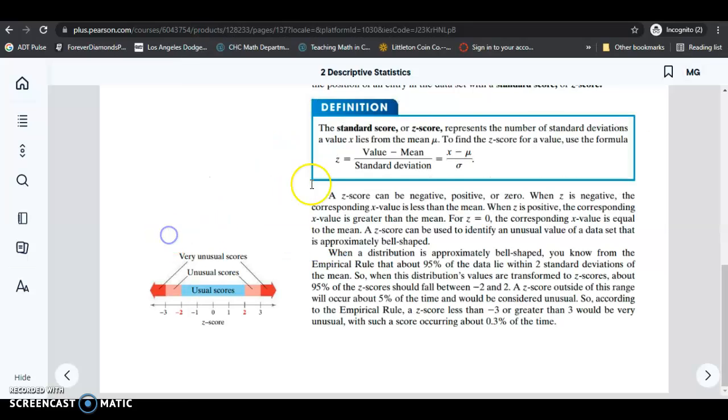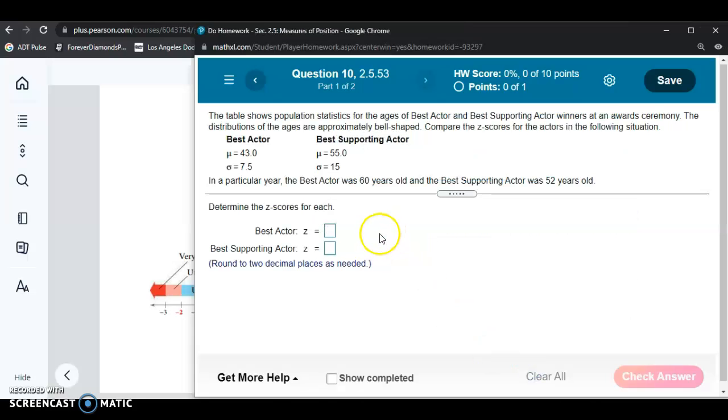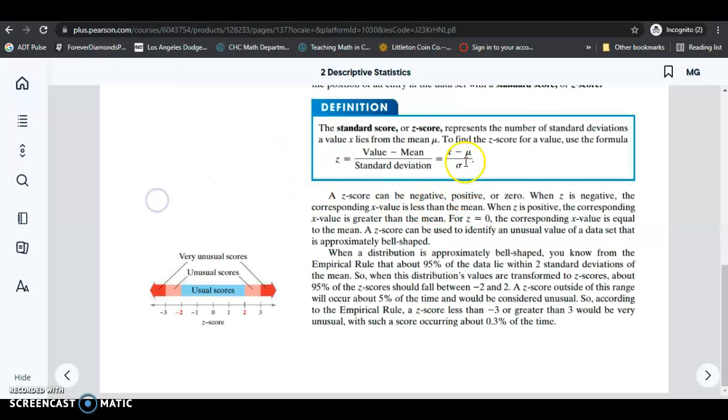We're going to apply this formula when calculating the z-scores: the data value x minus the mean, divided by the standard deviation. We need to calculate the z-score for the person who won Best Actor, and that person was 60 years old at the time. According to the formula, we take the number 60, subtract the mean from it, and then divide by the standard deviation.